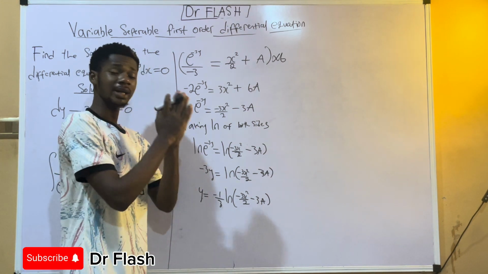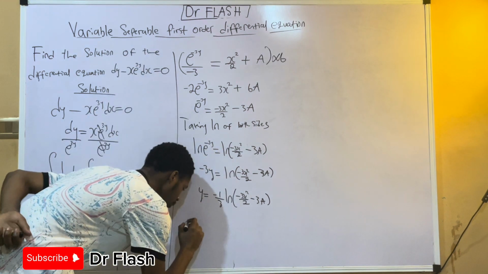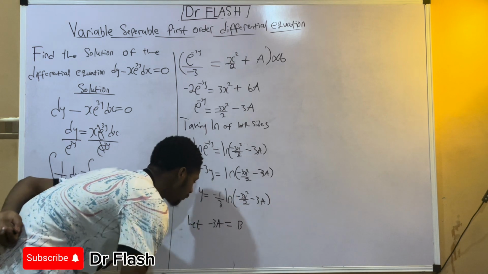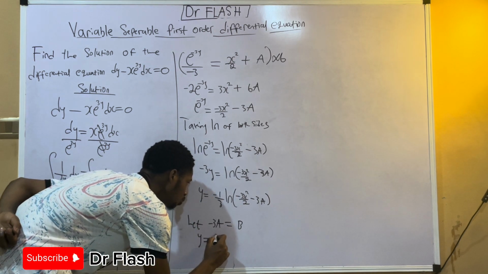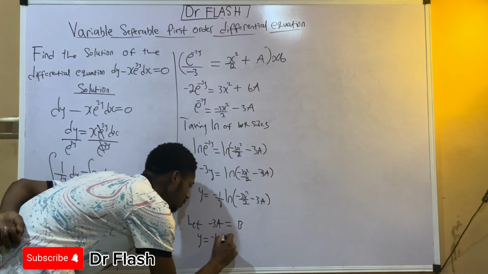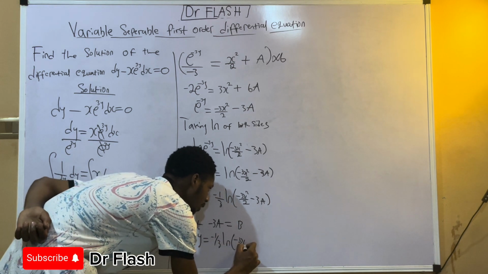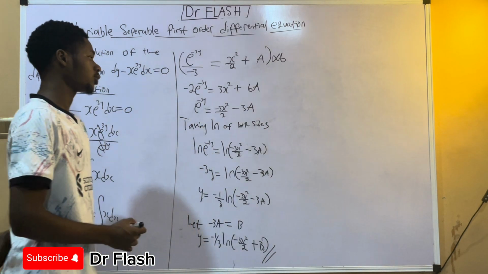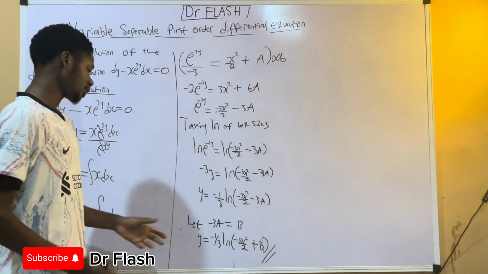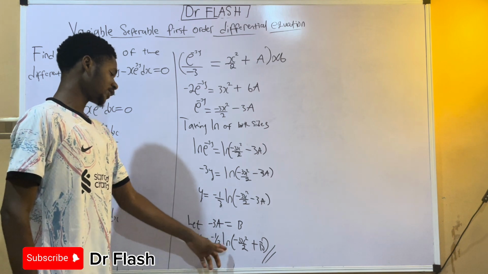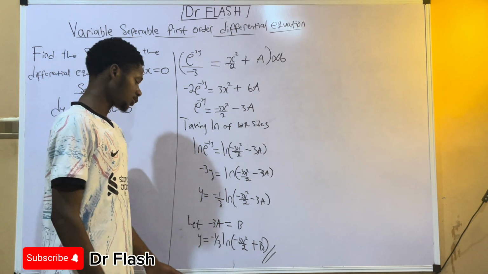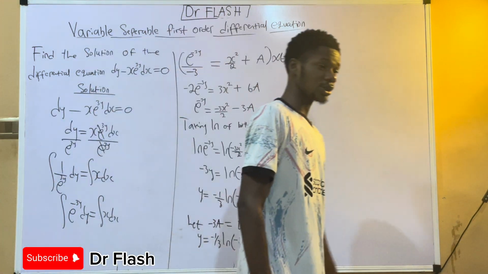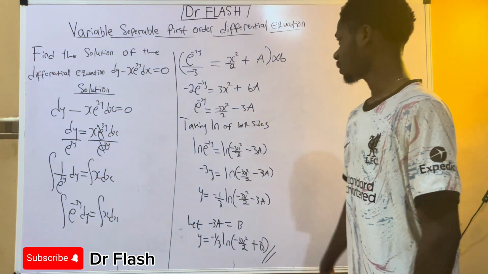But I also have in mind that b is what now? Minus 3a. So I'm going to say let minus 3a be equal to b. Now if I do that, I'll have y is equal to minus 1 over 3 ln of minus 3x squared over 2 plus b. That is how it is being done. So for a problem like this, y will equal minus 1 over 3 ln of minus 3x squared over 2 plus b, of course, keeping in mind that b is minus 3a, of which a is the true constant. So that is how problems like this are being solved.